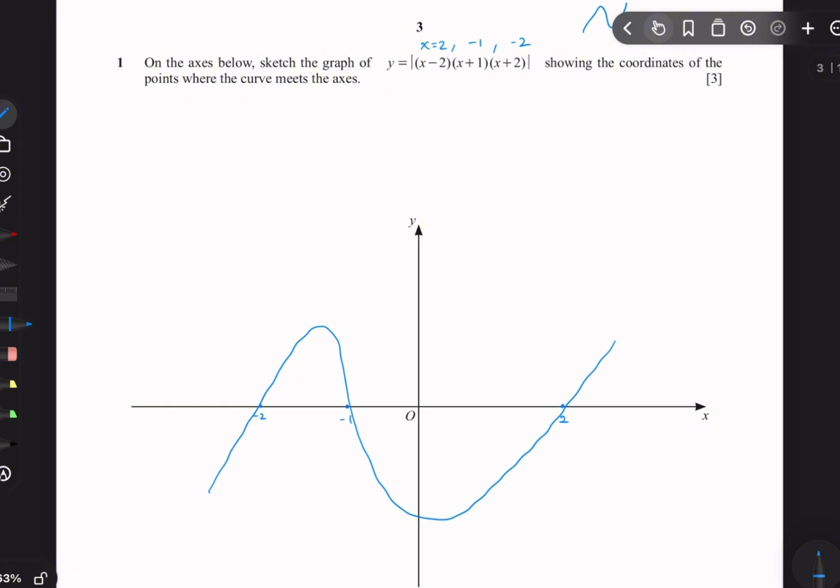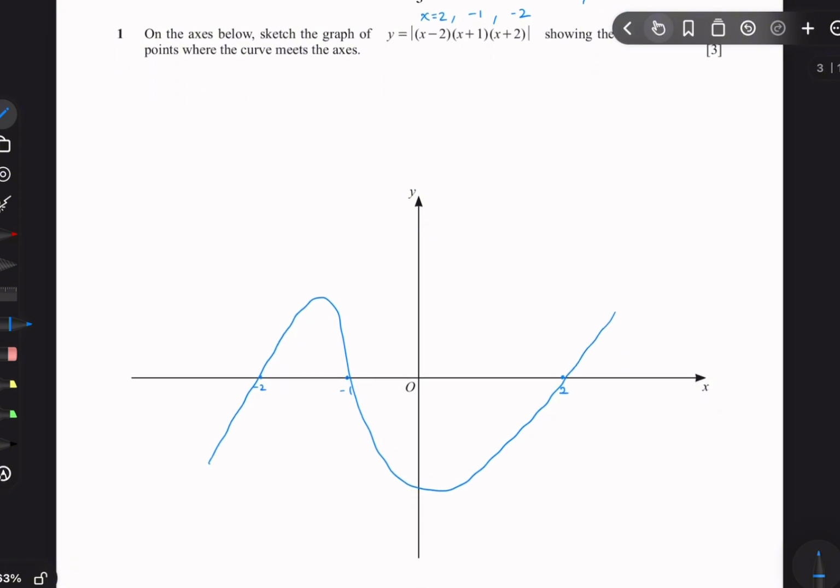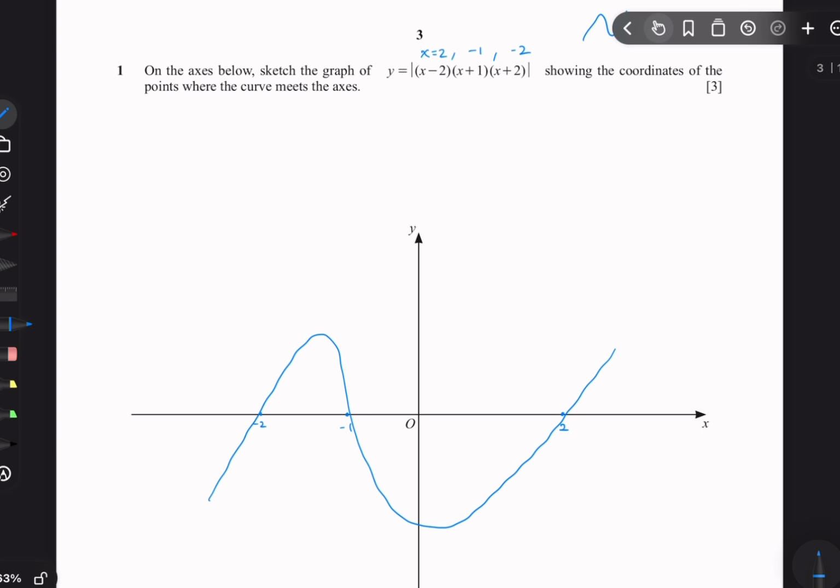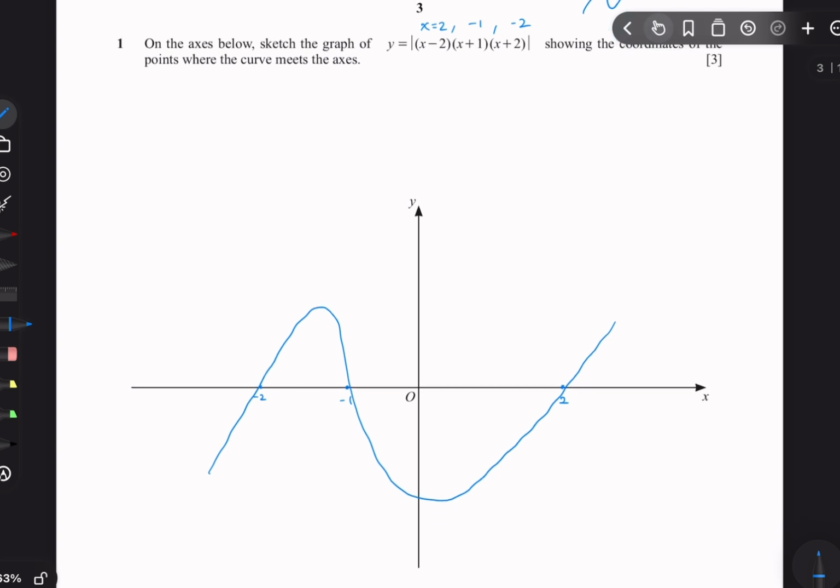Since the cubic graph will look roughly like this, but because there's a modulus sign in this question, we have to reflect the part that is underneath the x-axis on top. So basically reflecting in the x-axis. So this part will be reflected, and then this part will also be reflected. So we can just erase this part.